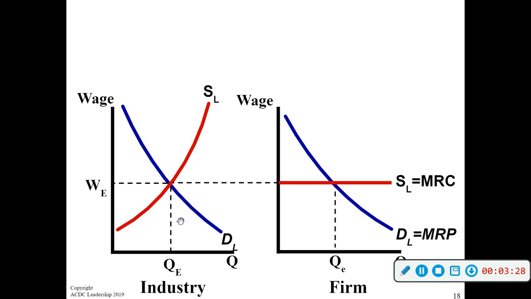And then you have a downward sloping marginal revenue product because workers get less efficient over time. As you hire more workers, eventually there's not going to be enough for them to do, and you're going to see a decrease in that productivity. And so that's why you have that downward sloping MRP, which we refer to as demand.